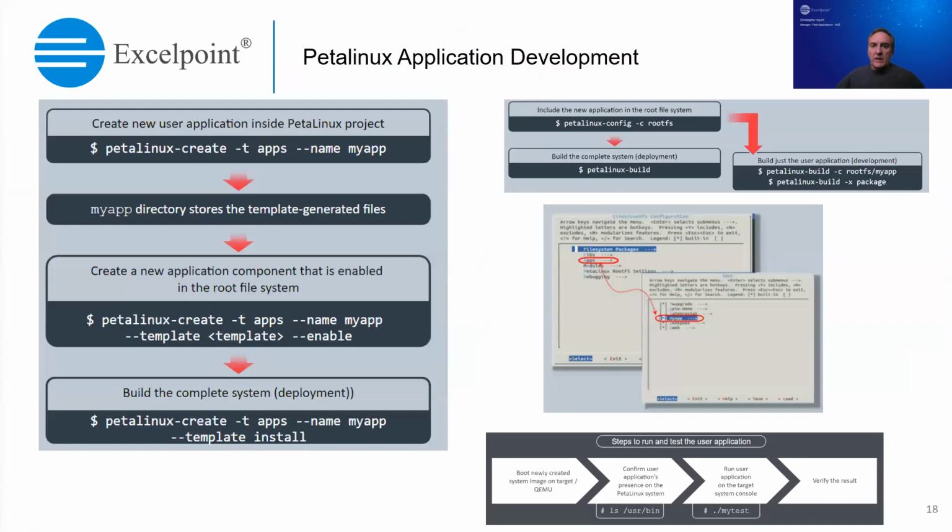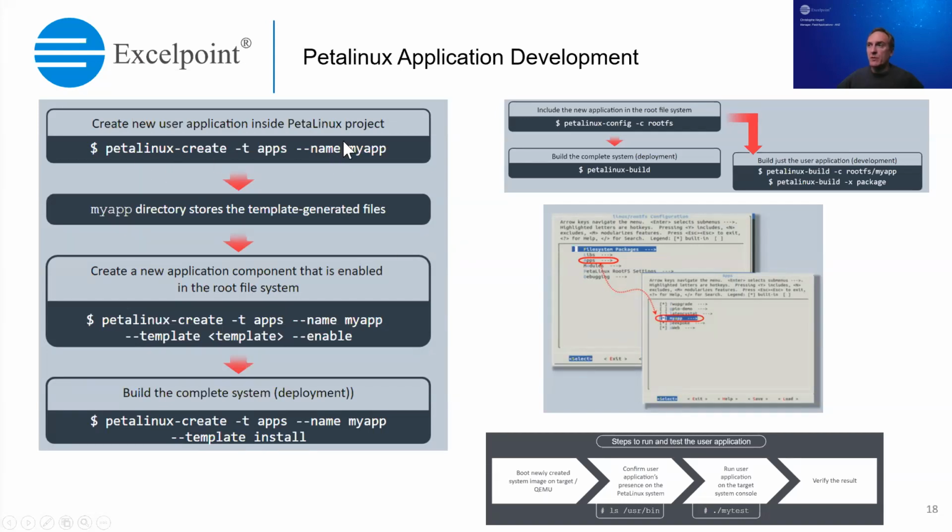There are a number of ways to create a Linux user application. So now that we're talking about Petalinux, let's focus on how you can create and customize a user application using the Petalinux tool. After the execution of the first command, a new user application named My App is created, and a new directory is also created.